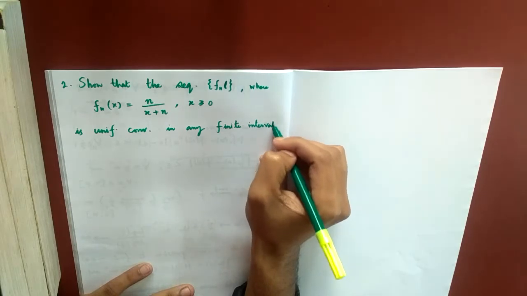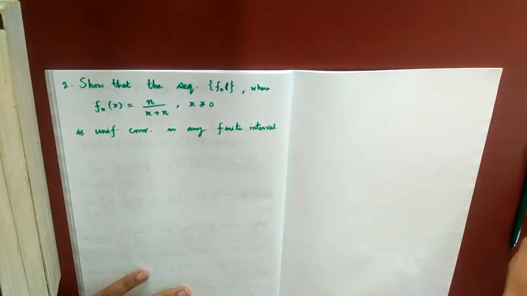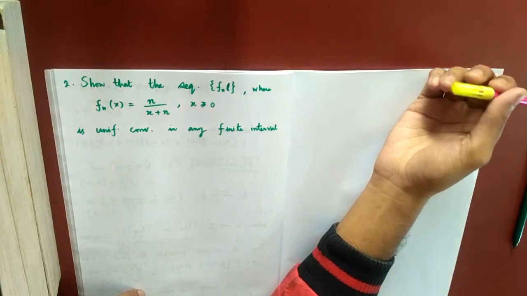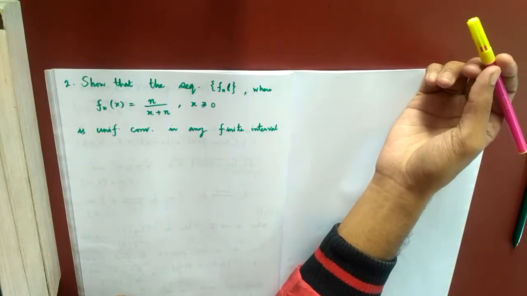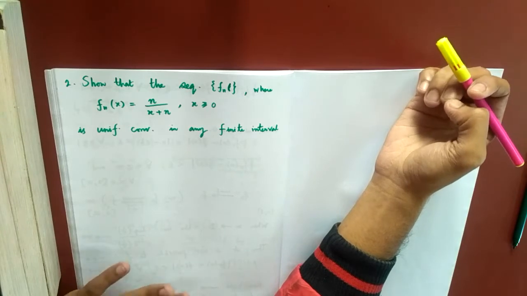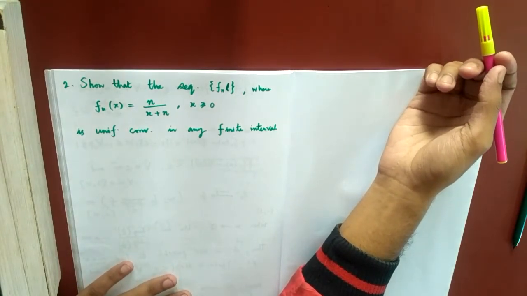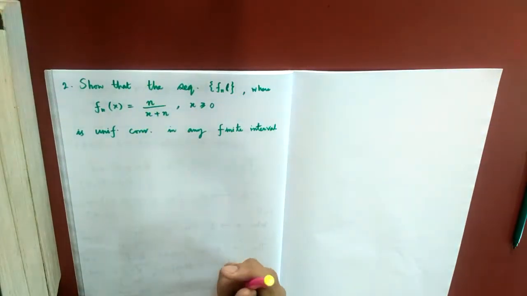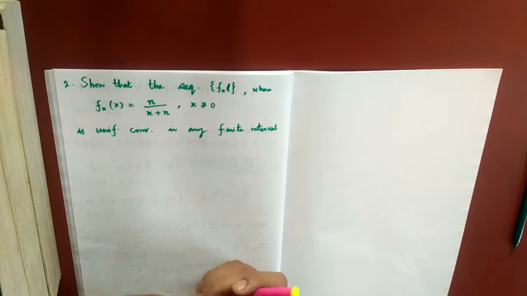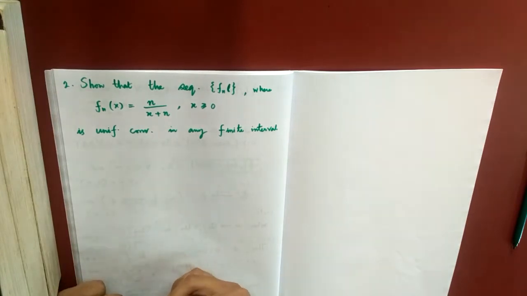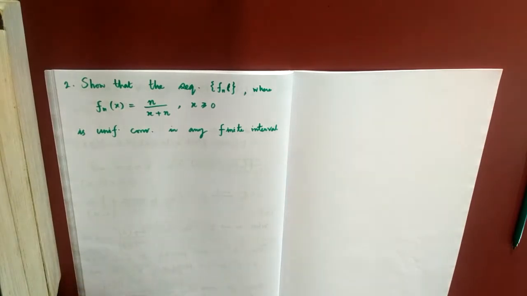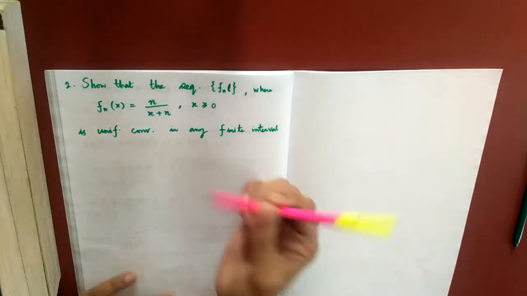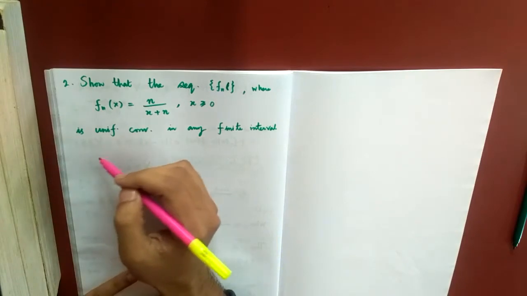That means you give me any finite interval, suppose 2 to 10, 0 to 100 and so on. This will be uniformly convergent on that interval. But it will not be uniformly convergent on an infinite interval, like from 0 to infinity. We'll see why. So this is the question. The sequence of functions is n by x plus n. The first task being to find the pointwise limit. That is your first task, definitely. So let's find the pointwise convergence.